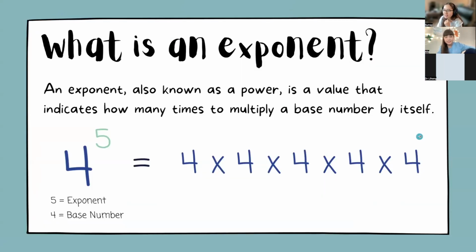First off, what is an exponent? An exponent, also known as a power, is a value that indicates how many times to multiply a base number by itself. For example, we have 4 to the power of 5. This 4 is the base number and the 5 is the exponent. The way you write it is a little tiny number above the base number. What this means is that we need to multiply 4 by itself 5 times: 4 times 4 times 4 times 4 times 4.